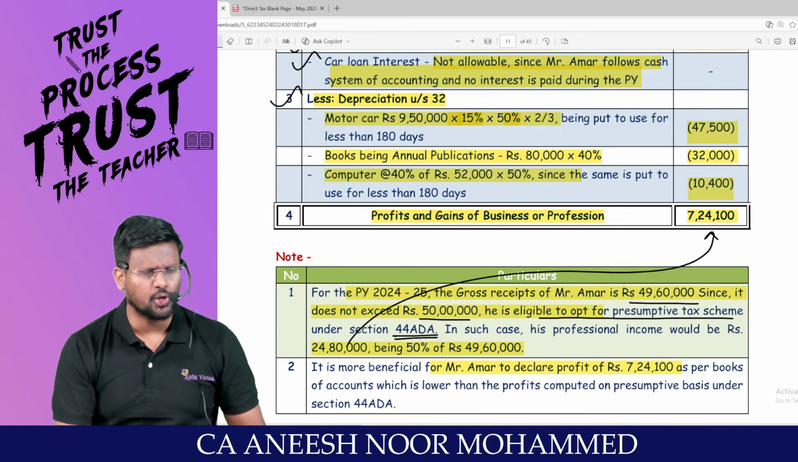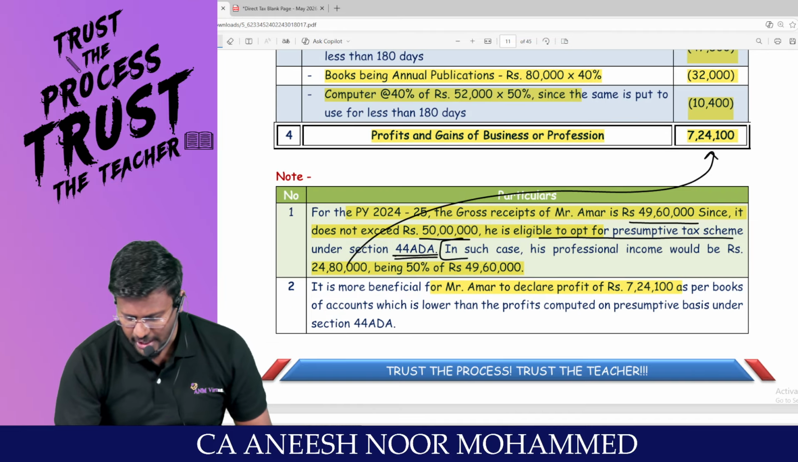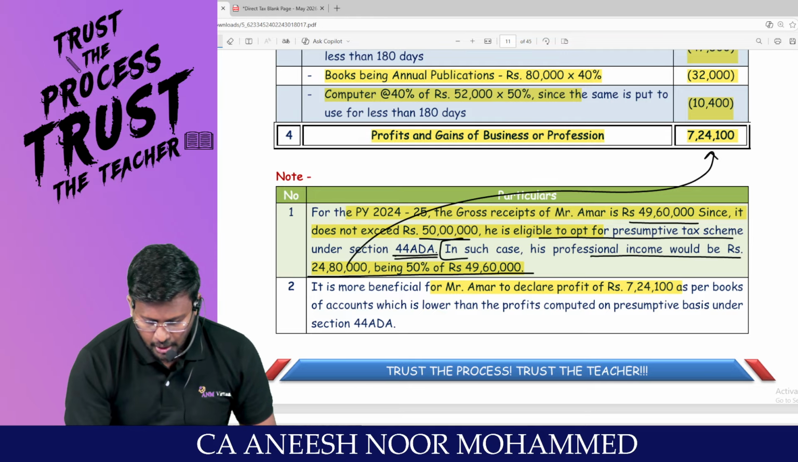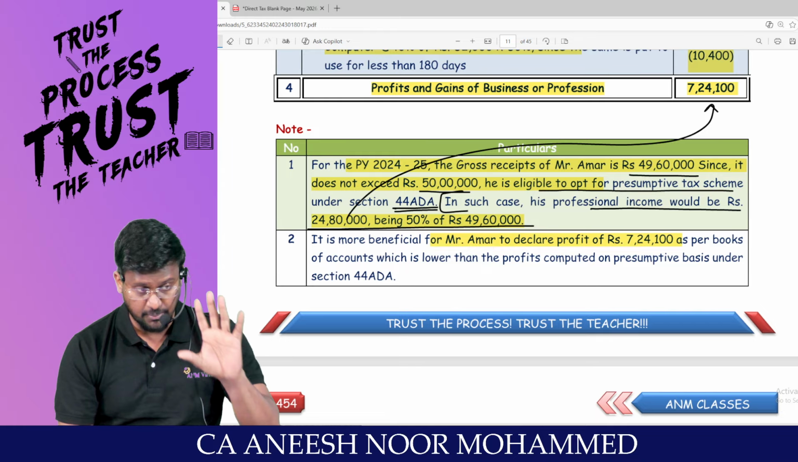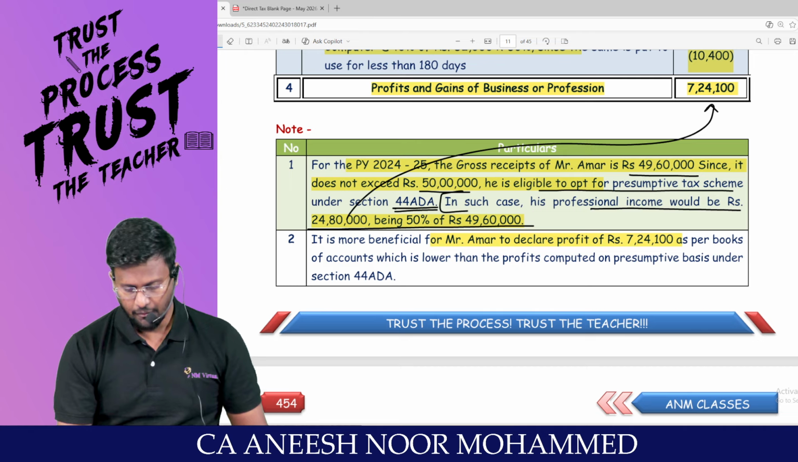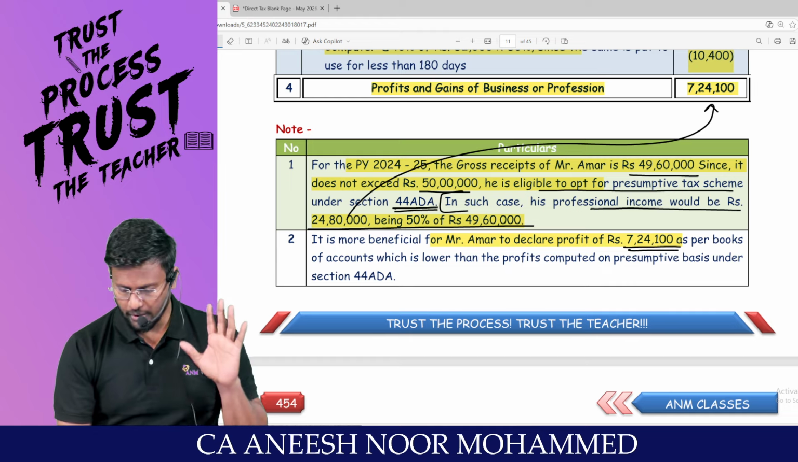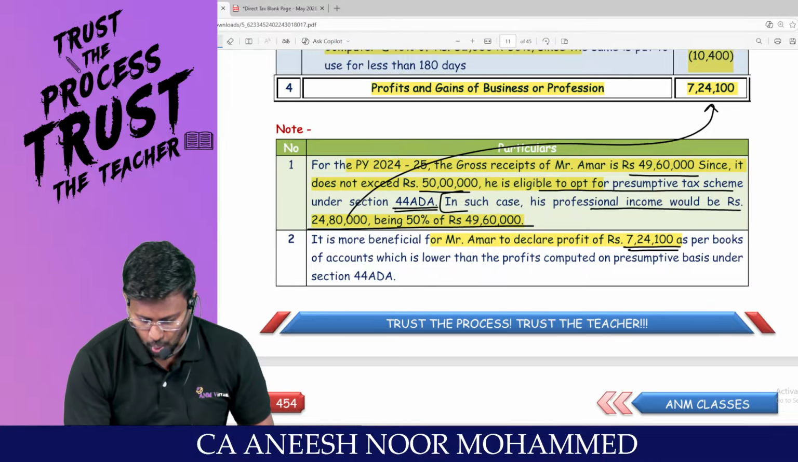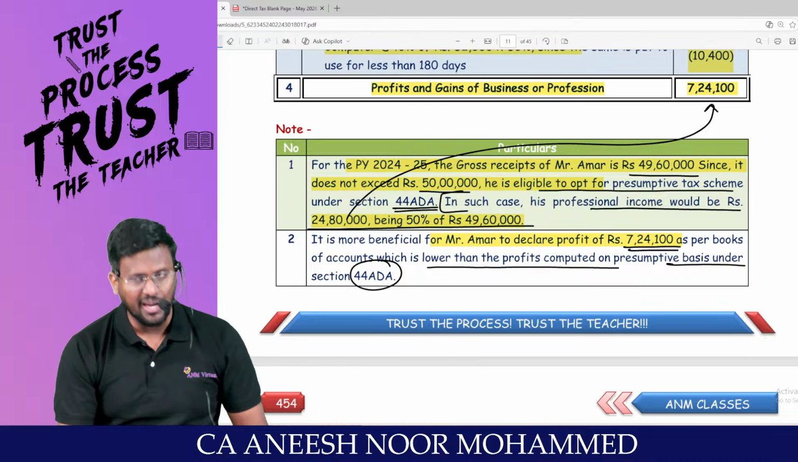You are compulsorily liable to maintain books of accounts. In such case, his professional income would be 24 lakh 80, being 50% of 49 lakh 60,000. It is more beneficial for Mr. Amar to declare a profit of how much? 7,24,000 as per the books of accounts, which is lower than the profit computed on a presumptive basis under 44ADA.